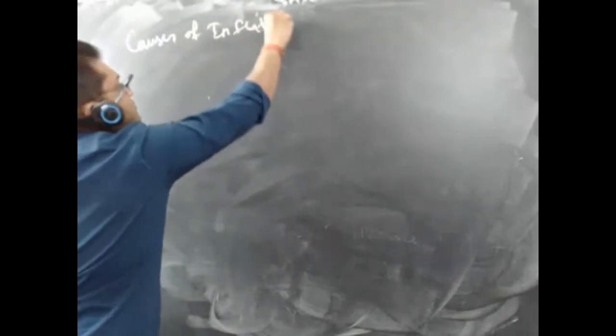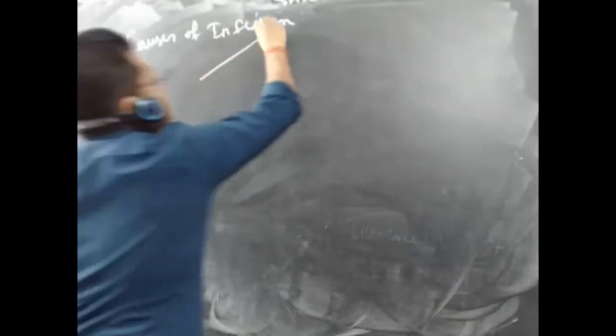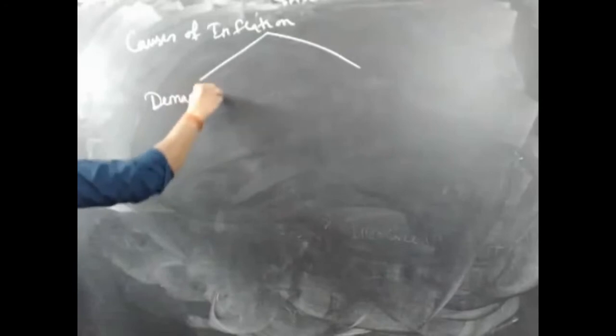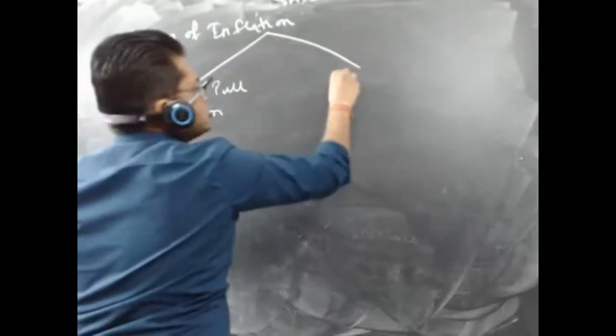Now the next topic in our discussion is causes of inflation. Please give the heading causes of inflation. Now there can be two causes because of which inflation is there or prices are rising: demand pull inflation or cost push inflation.